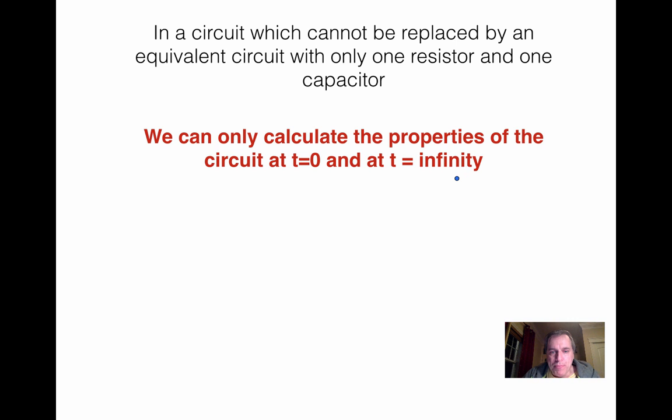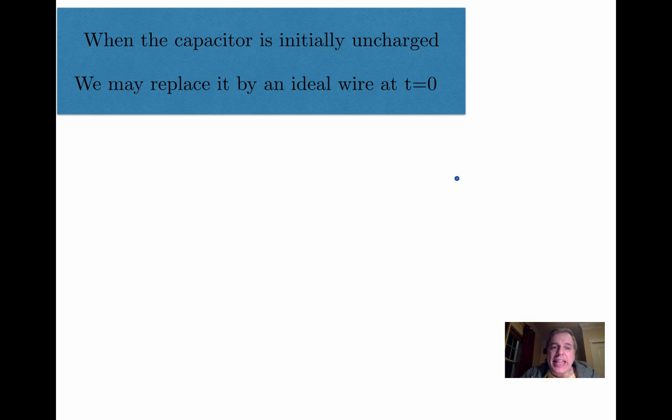Okay. Now, how does that work? Here are the key principles. If you have a capacitor that is initially uncharged and you have a battery and you connect that to the capacitor and you have a bunch of resistors and capacitors and you cannot simplify, when the capacitor is initially uncharged, you can replace the capacitor by an ideal wire at t equals 0 only. Okay, so just at t equals 0, you can treat the capacitor as an ideal wire. At any other times, you cannot do that. So this trick here, replacing by an ideal wire, works only at t equals 0. And that's why we can solve at t equals 0, because we can use that trick.